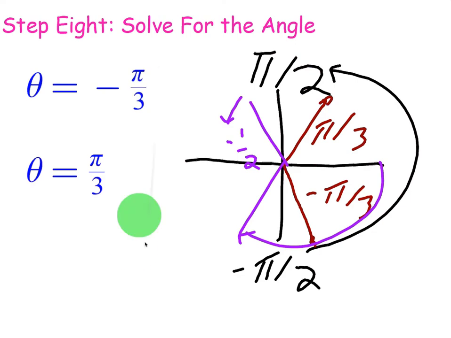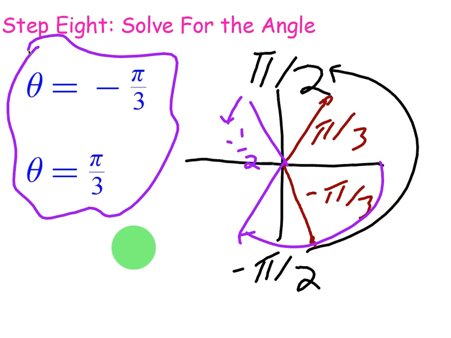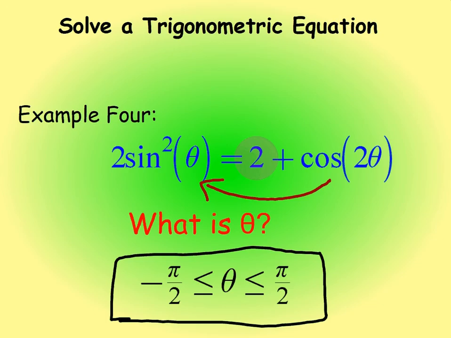So I can be for certain and go ahead and circle that, and that's my final answer for solving this equation. Theta is equal to negative pi over 3 and pi over 3. That's it for this example. If you have any other questions about it, let me know.